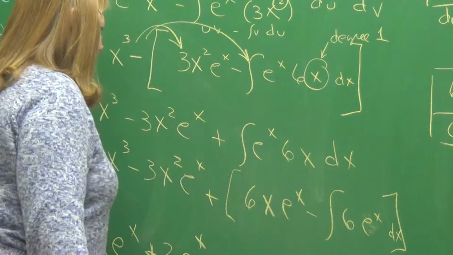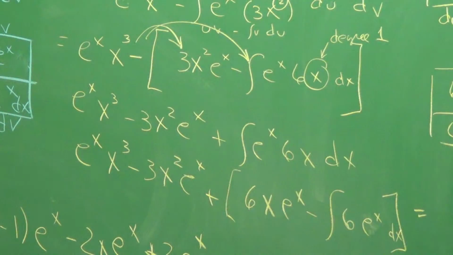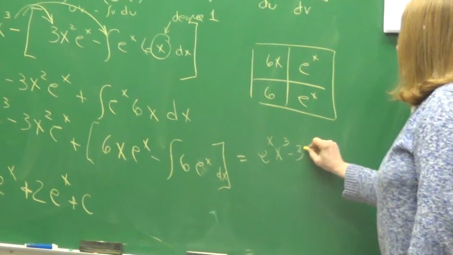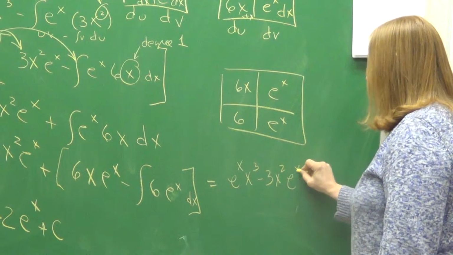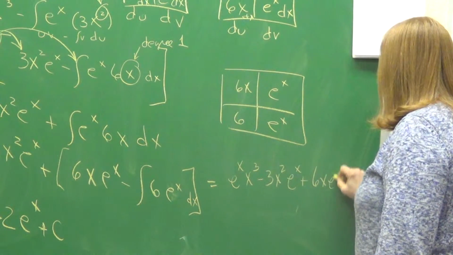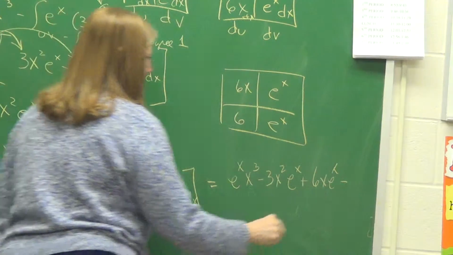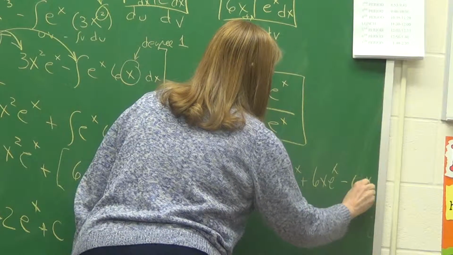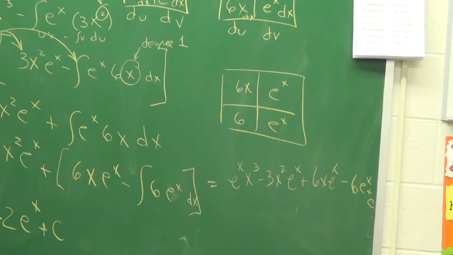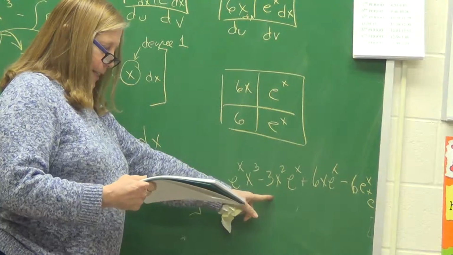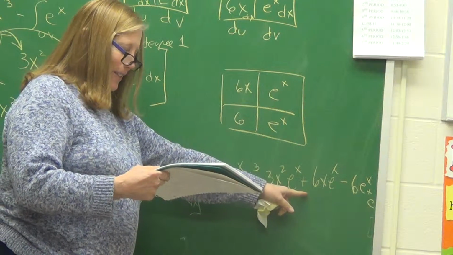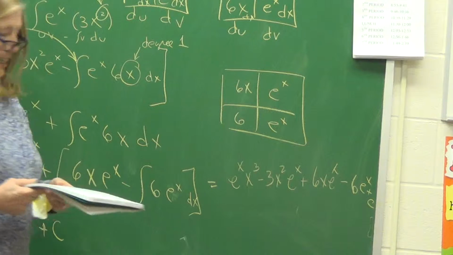I don't know if I have room to finish this one. e to the x times x cubed minus 3x squared e to the x plus 6x e to the x minus 6 e to the x plus c. All right, let me see if I got the signs wrong. Do you see anything I did wrong? I often do. And please notice in the back of the book, they love to factor these things, so if you're checking, actually that's right.